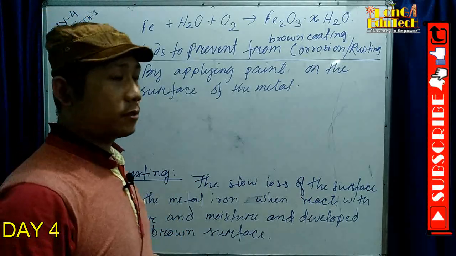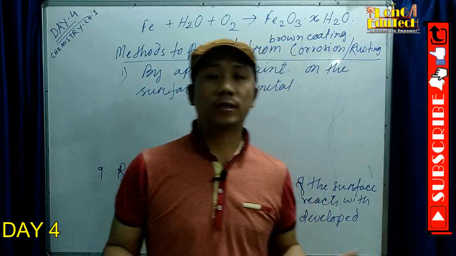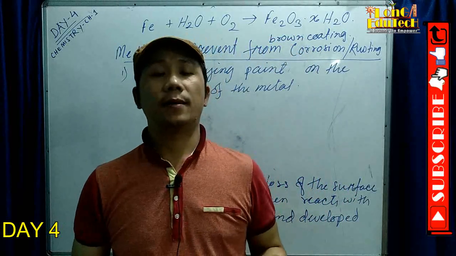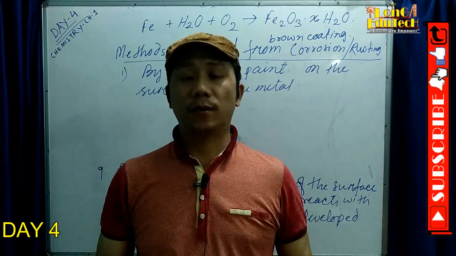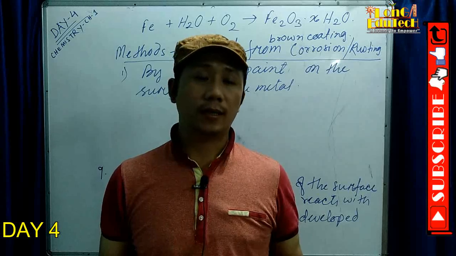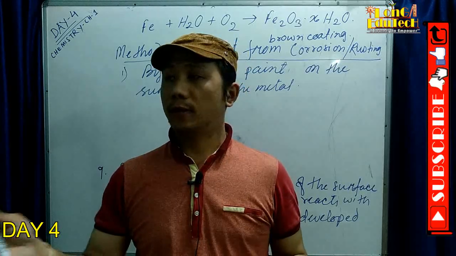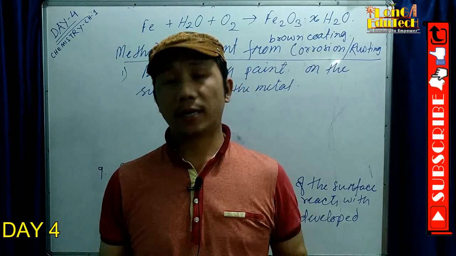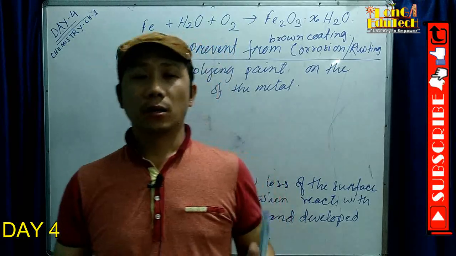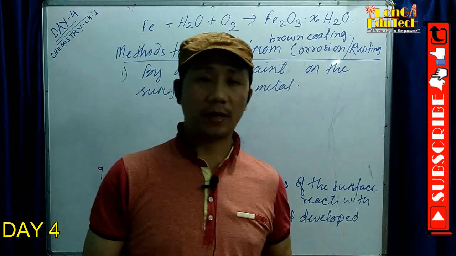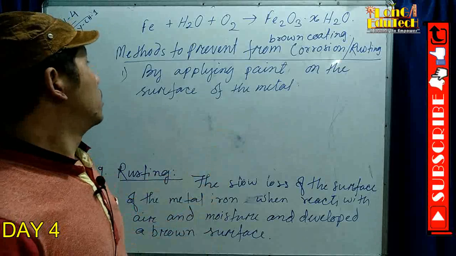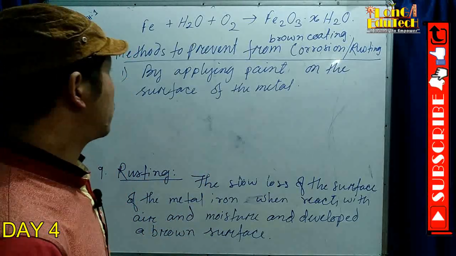You see our school gates, or our homes' gates, or whatever is made of iron, we apply some kind of paint on its surface. It also makes the substance look good. At the same time, it prevents corrosion, or you see the rust. That is the main reason. So by applying paint on the surface of the metal, we can prevent corrosion or rusting.